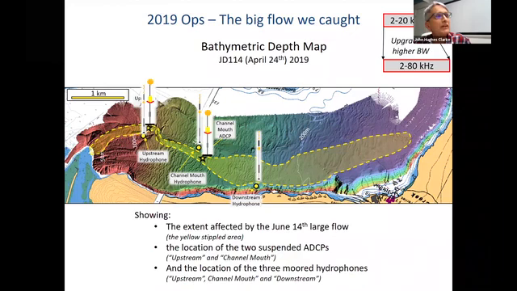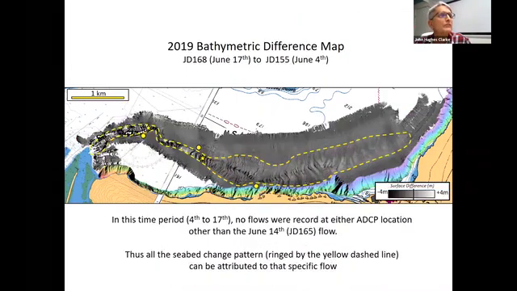We also have 2 ADCPs in place. So we know that between one day and the other, which is about a 10-day period, nothing else happened until that one flow went by. So you can actually subtract one survey from the other. And this is a difference map, plus or minus 4 meters. You can see that the channels were active, but not the overbank regions. You can see how much of the lobe is active.